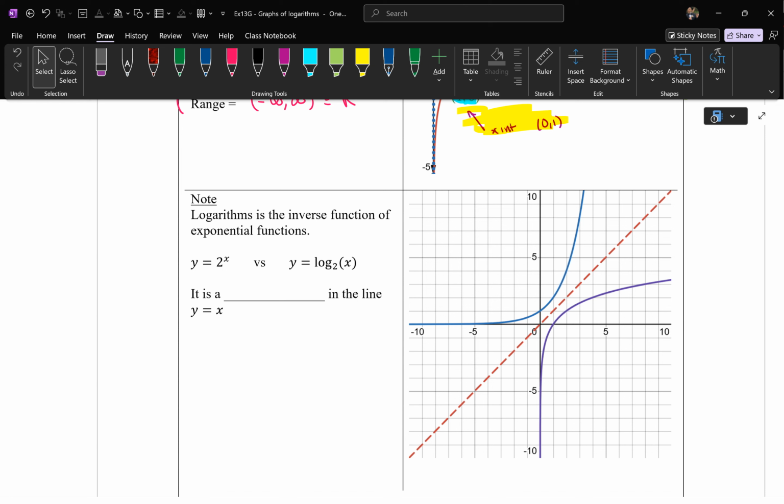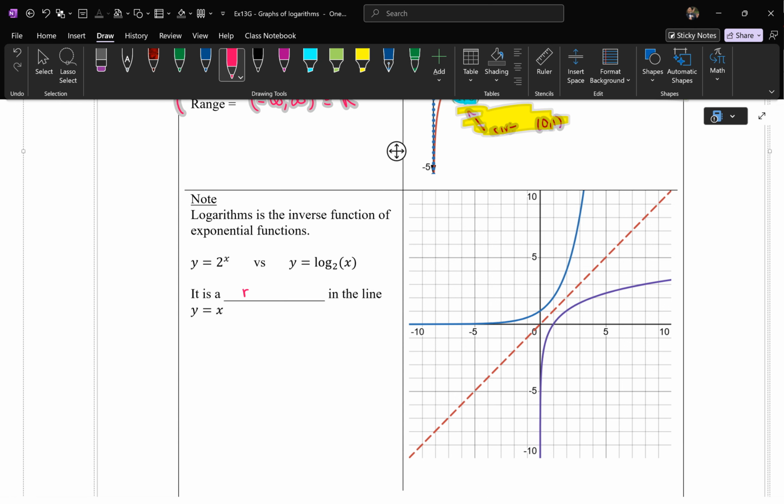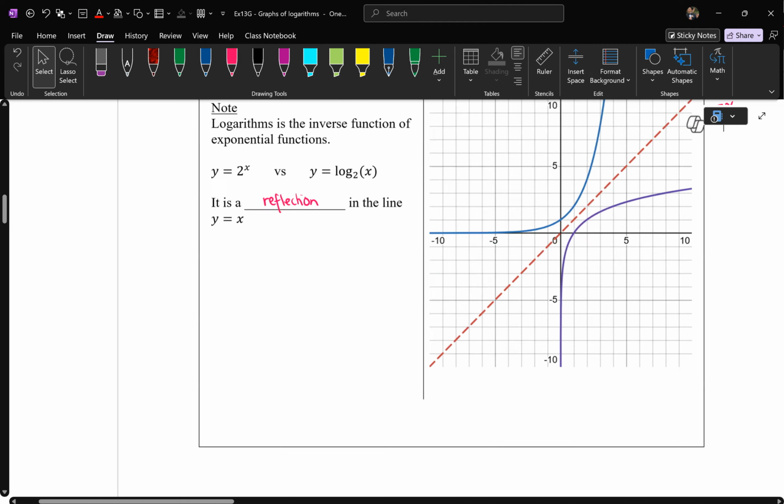Okay, so that's the exponential graph. That's the logarithmic graph. One has a horizontal asymptote. The other one has a vertical asymptote. Cool? So this one never touches the y-axis, and this one never touches the x-axis. It looks symmetrical. Cool? So what did I write here? It is a reflection in the line y equals x. Okay, I'm saying there's a mirror on the line y equals x. That's where it flips. All right, let's do some practice.